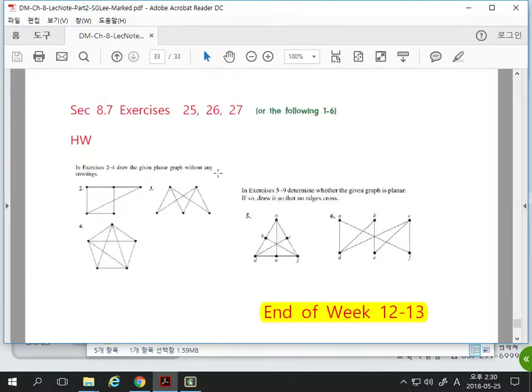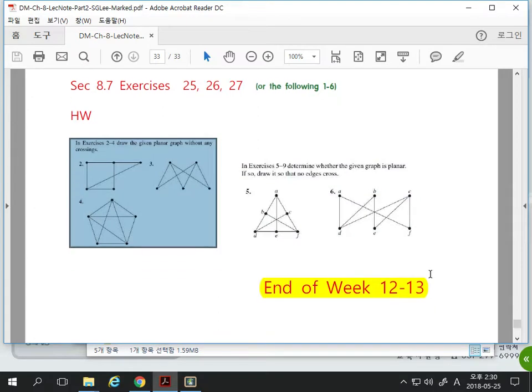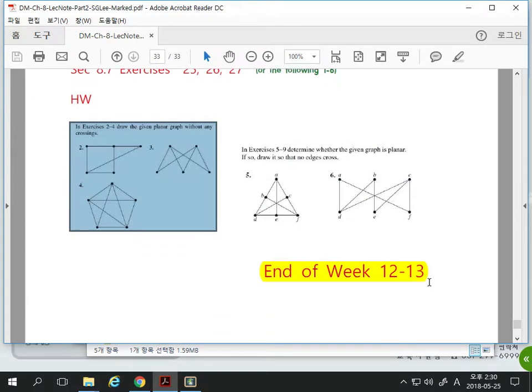I think that's the end of chapter 8. And these are the problems. You can solve these two problems in the chapter book, or just simply solve these 5 problems which I gave you. I think that's the end of week 13.